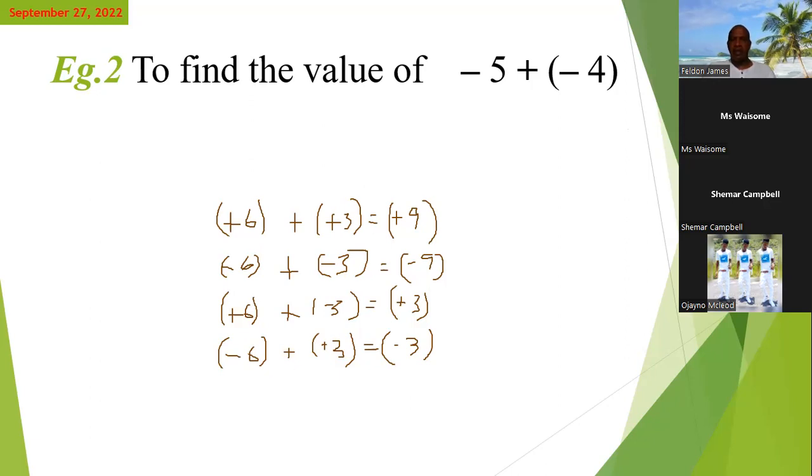All right. Now I want you to pay close attention to each scenario because each of them is different. So this is scenario 1, scenario 2, scenario 3, scenario 4. Now look at each scenario and see if you see a pattern in terms of the signs of the numbers that you're adding and the answer that you get.